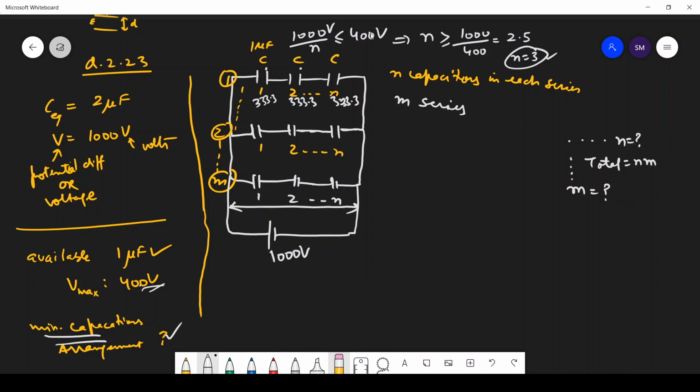So this thing that voltage across a capacitor should not be 400 volt limits the number of capacitors in a series to 3. So this is our answer, that in a series there must be 3 capacitors only.